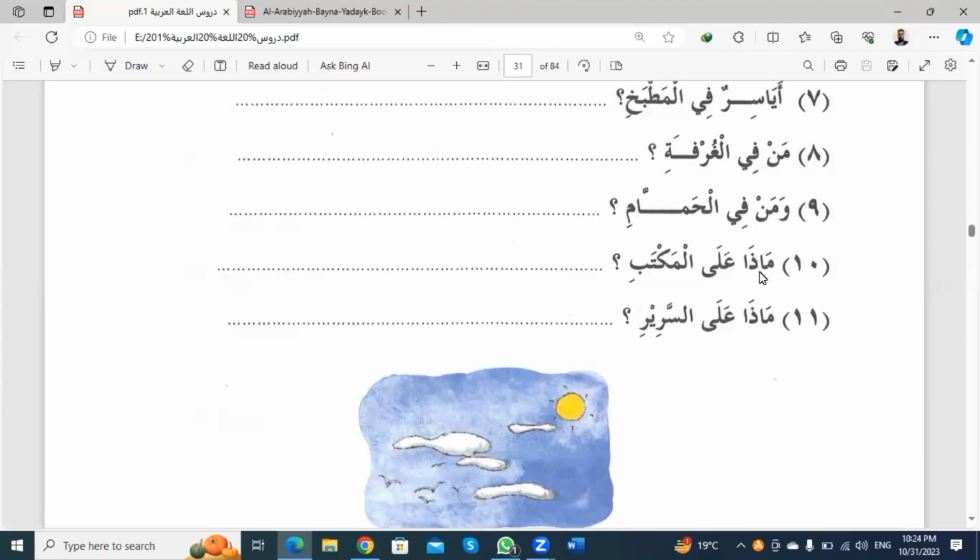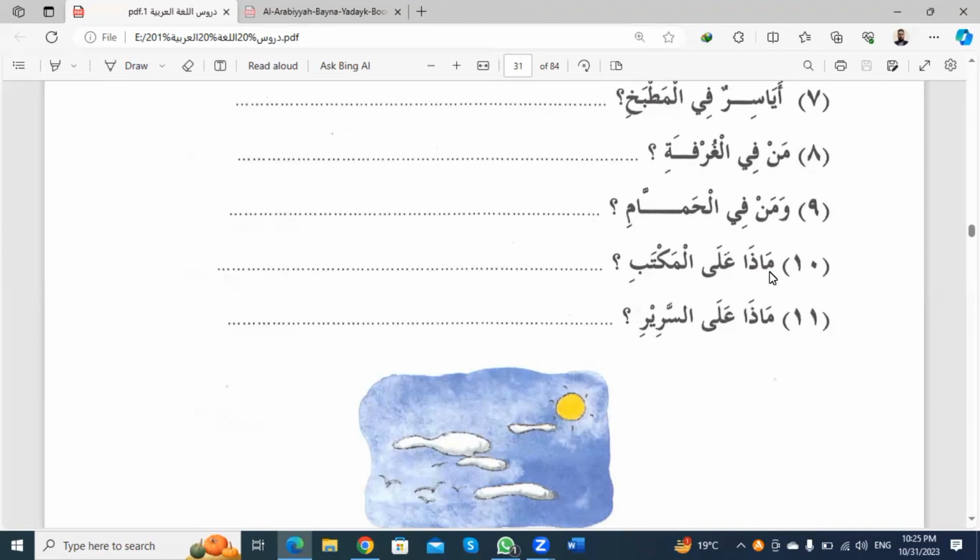Maza. Maza means what. Ma and maza both are used for what. Ma haza is another thing, what is this. So this is maza and ma, both are for what. Just like, what is on the desk? Maza ala al-maktabi. What's on the desk?